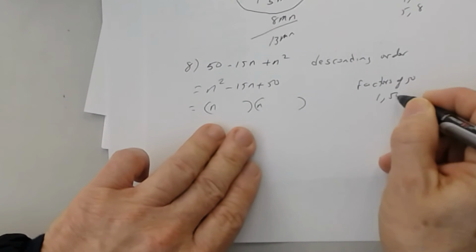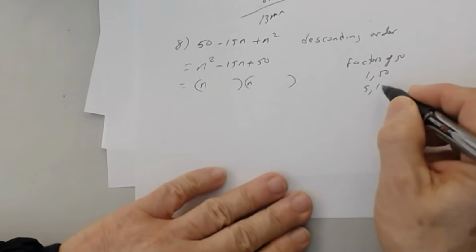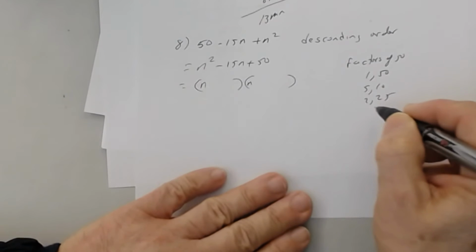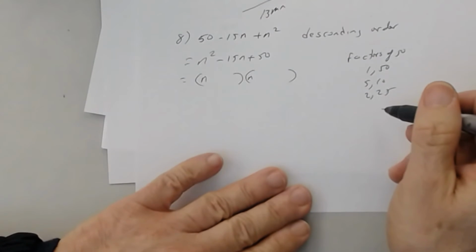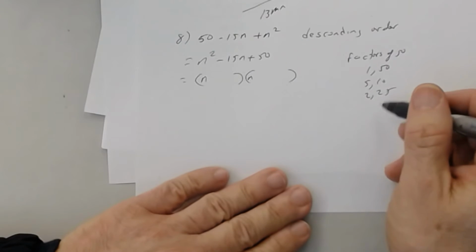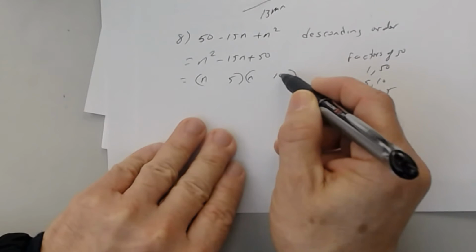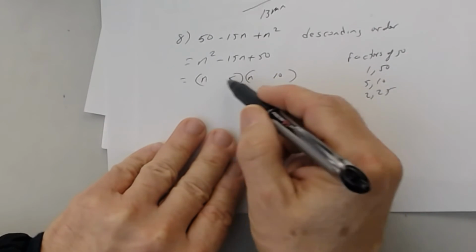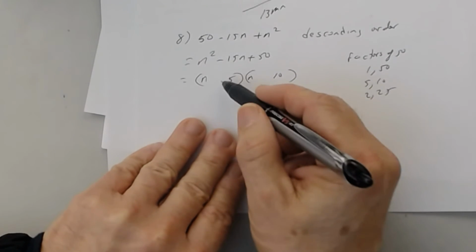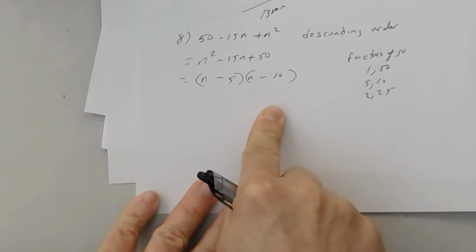There's 150. Obviously, that's not the one you're going to need. 5 and 10, okay. There's 2 and 25 and so on, right? But obviously, for quite a few of you, you knew it was going to be 5 and 10. So let's try 5 and 10. So 5, 10, the last sign's positive. These signs have to be the same. They're both what? Negative. Now again, before you go any further, before you say that's the answer, check it.